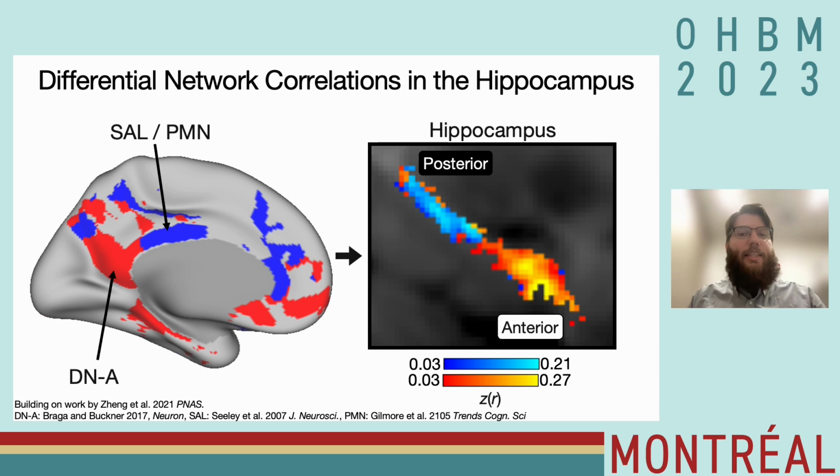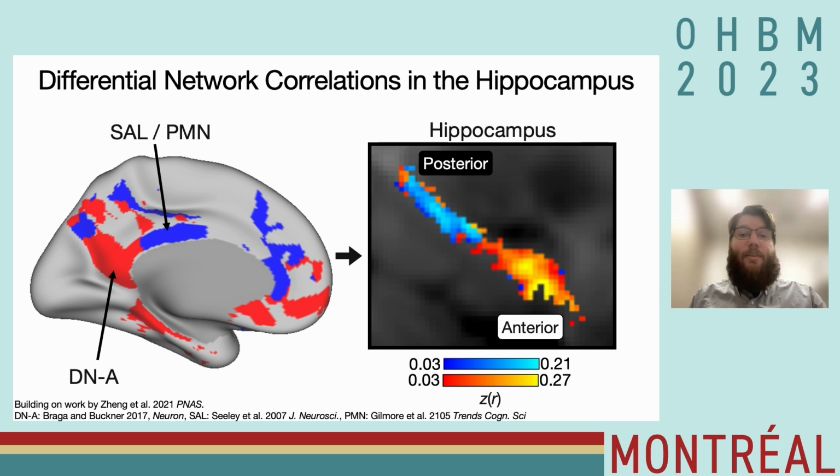So we started in each participant by characterizing their individual networks on the cortical surface. Shown here in red is DNA, a fractionation of the canonical default network, and in blue is a network consisting of both the previously described salience and parietal memory networks, SALPMN for short. These networks were chosen as networks of interest based off of recent work by Zheng and colleagues describing the differential hippocampal functional connectivity to topographically similar networks.